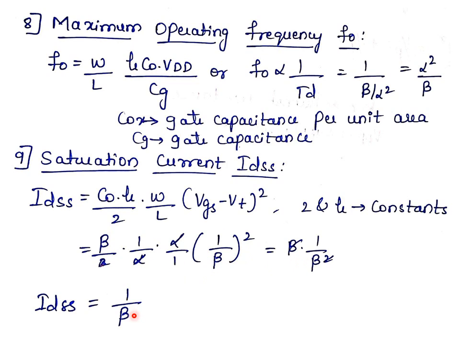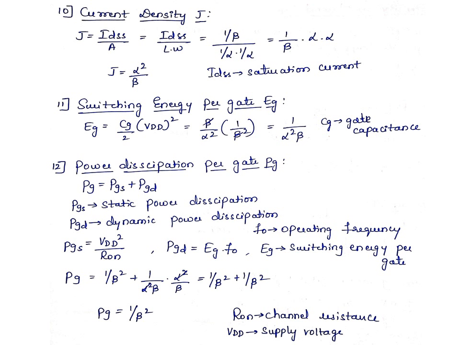Equation, then I'll be getting 1 by beta as the scaling factor for saturation current IDSS. Now coming to the next one, that is current density J. Here it is represented by IDSS divided by A, so the saturation current divided by area.